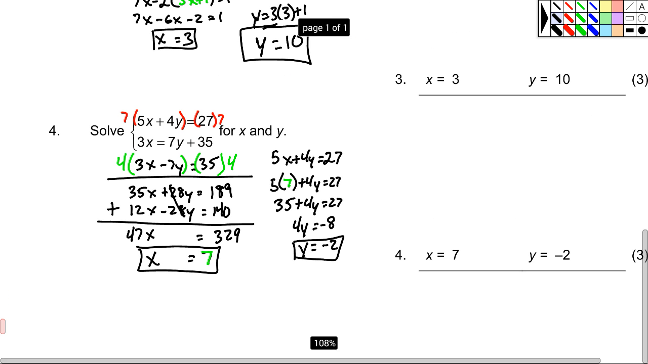So our solution would be x equals 7, y equals negative 2. In other words, these two lines would intersect. All we know right now is they would intersect at 7, negative 2.